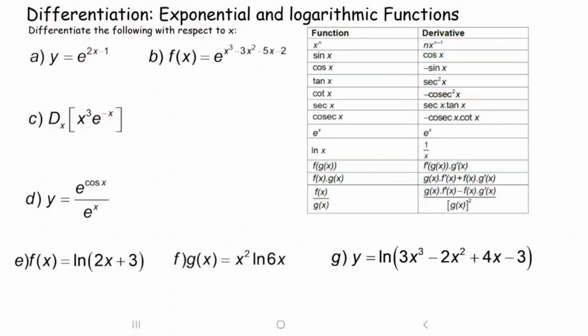All right, welcome to this next video. In this next video, we're going to be dealing with differentiation of exponential and logarithmic functions. And we can see that the logarithmic functions are given in these two.